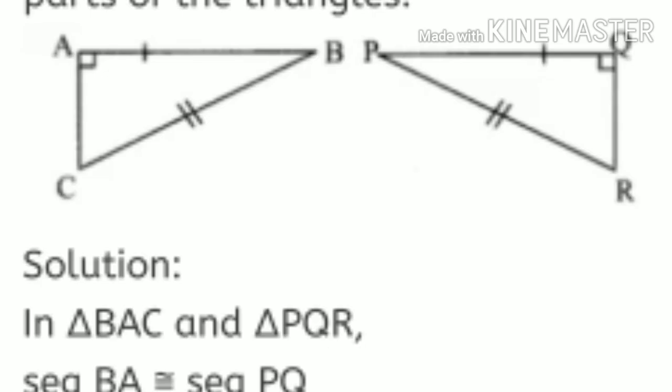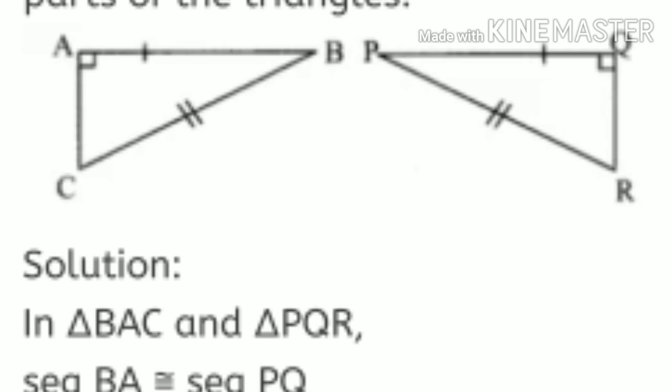Observe here the two triangles are ABC and triangle PQR. So first of all, write the name. In triangle ABC and triangle PQR, they are right angle triangles. So angle BAC and angle PQR are 90 degrees. So side BC and side PR are the hypotenuse. Observe by identical marks, hypotenuses are given to you congruent.